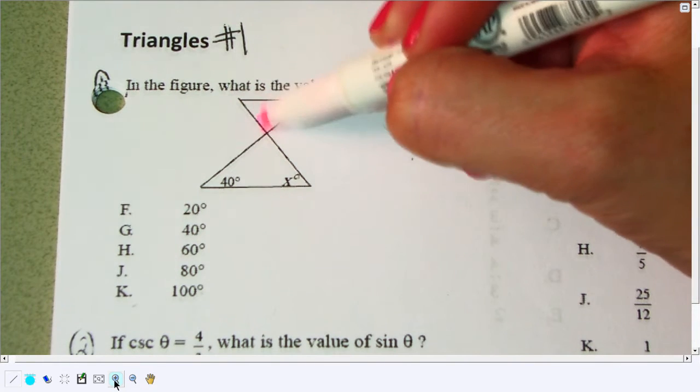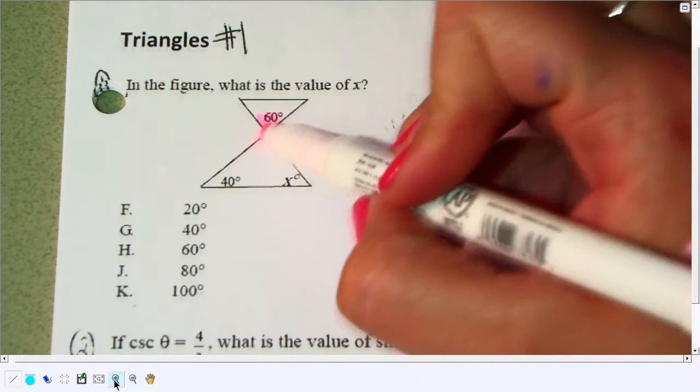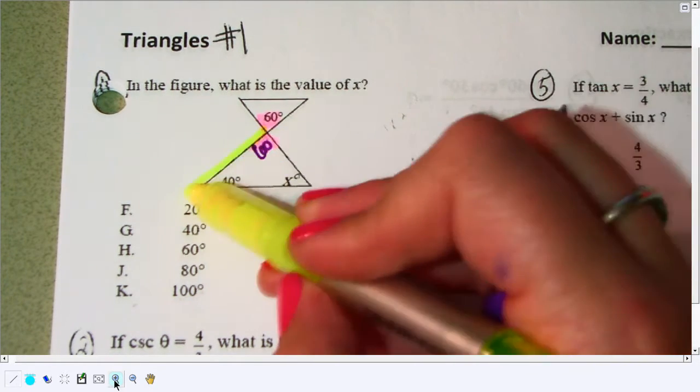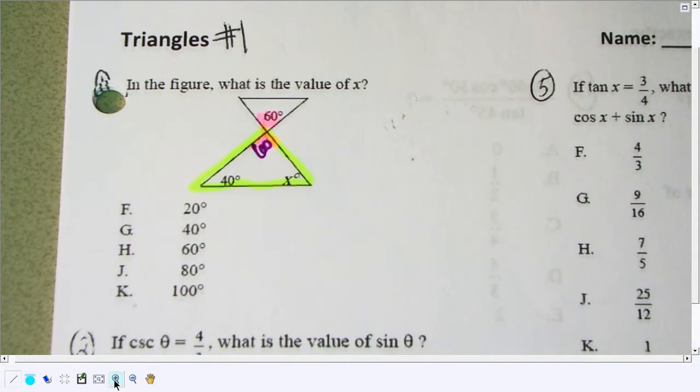This angle here is 60. This angle is also 60 because those angles are what's called vertical angles. And vertical angles are always congruent. So this angle is also 60. Now in our picture, we should clearly be able to see this triangle. Triangles always add up to 180.